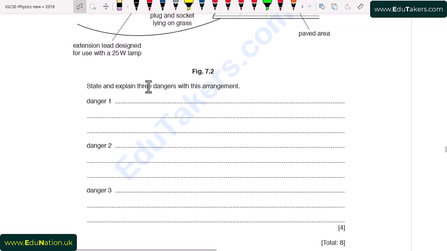First of all, overheating of this lead may be very dangerous. It causes a short circuit. So I write here, first danger is overheating of the lead, because it causes the short circuit.